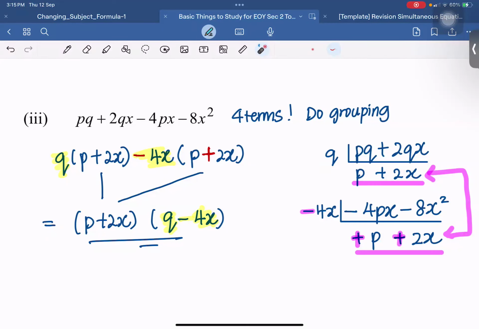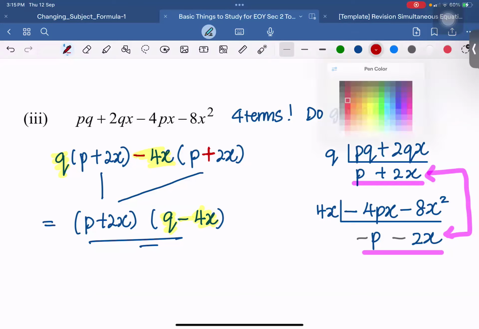So my second group now is minus 4px minus x squared minus 4px minus 8x squared. First one, check 4 and 8. Actually, I did it like that even before I did this. I did it this way. I have 4, I divide by 4, and then I divide by x because here got x and x squared. So the highest one is x. Then I got a negative p and a negative 2x.